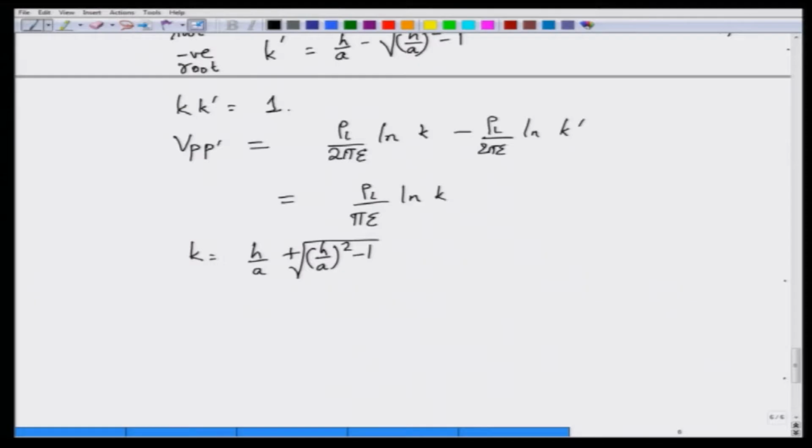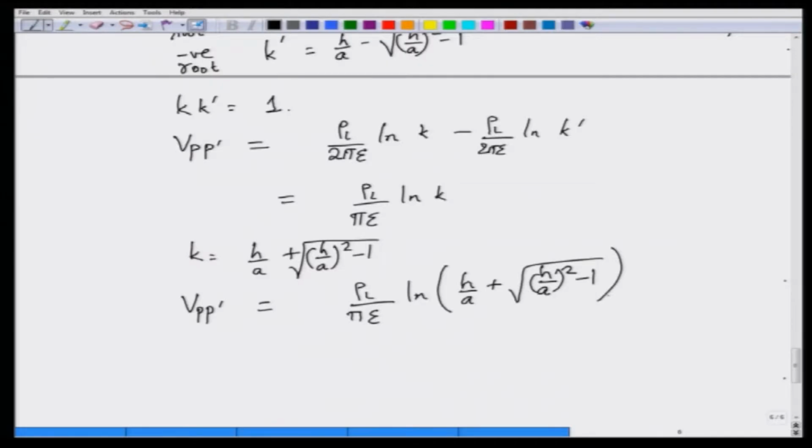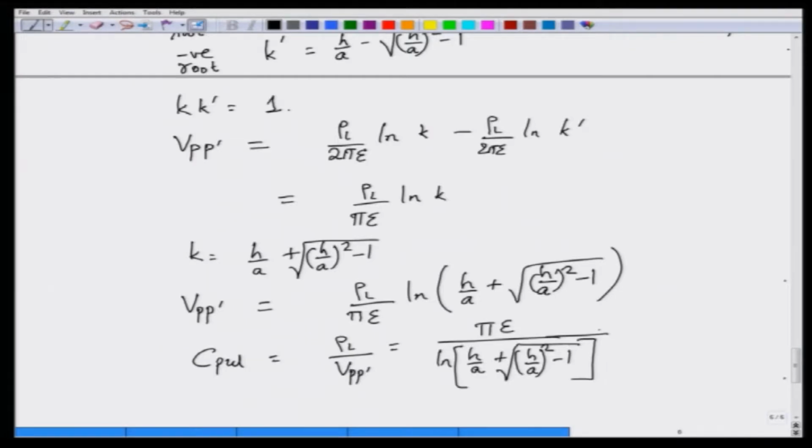So, this is the value of K, and you get the potential difference V P prime equal to rho L by pi epsilon ln of H by A plus the square root of this quantity. The capacitance per unit length of these two parallel wires is given by the charge density rho L divided by the potential difference V P prime. So pi epsilon goes to the numerator, and I get pi epsilon divided by log of H by A plus the square root of H by A squared minus 1. This is the expression for the capacitance per unit length.